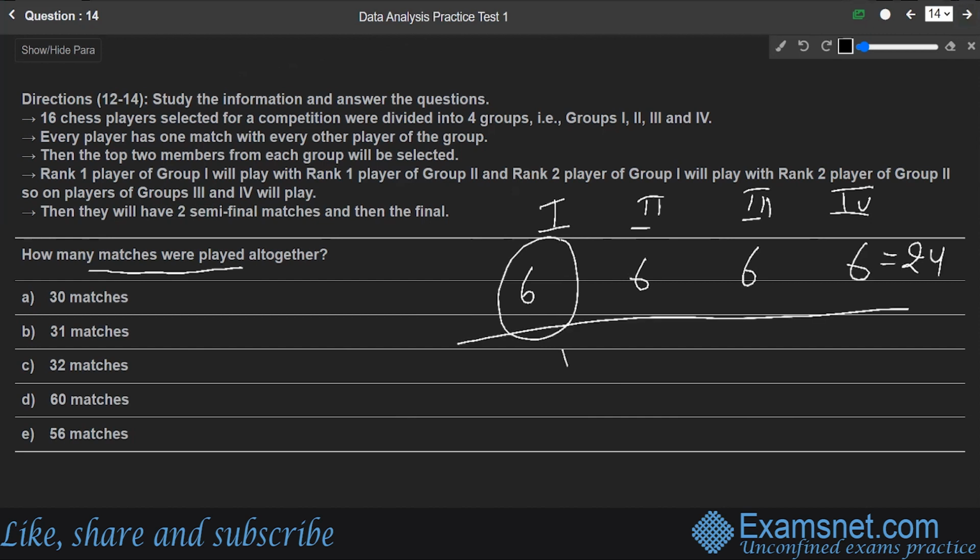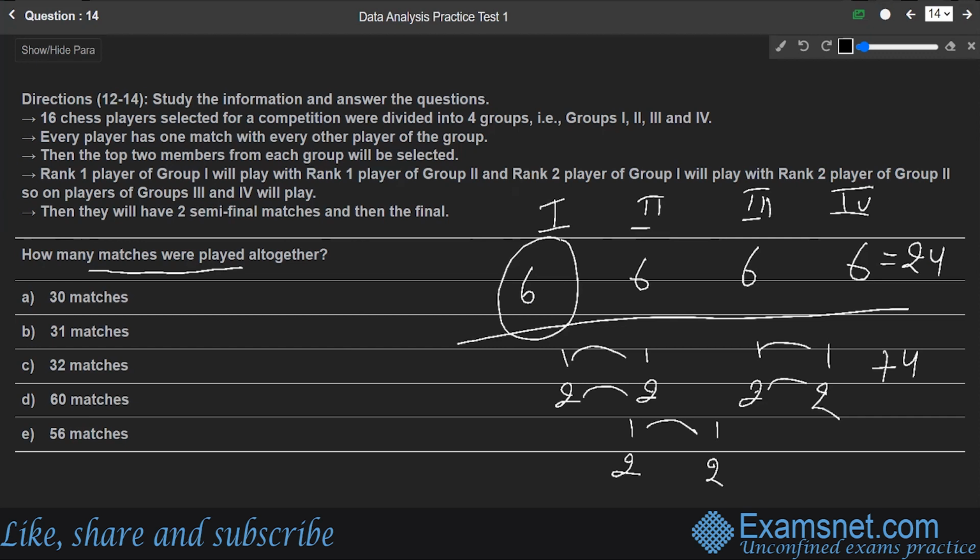In the second round, we have participants like this. And how many matches are being played? One, this, two, three, and four. So four matches are being played in the next round. And in the next round, you have got two players only. So how many matches are being played?